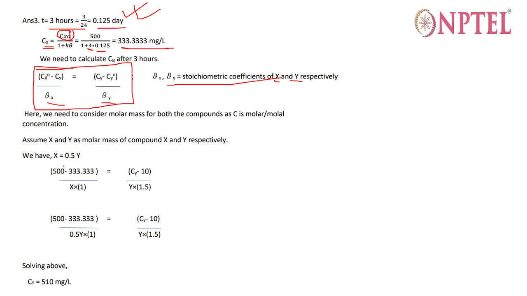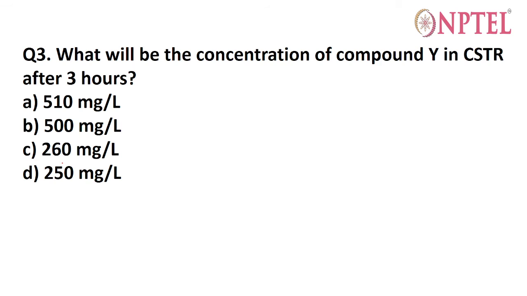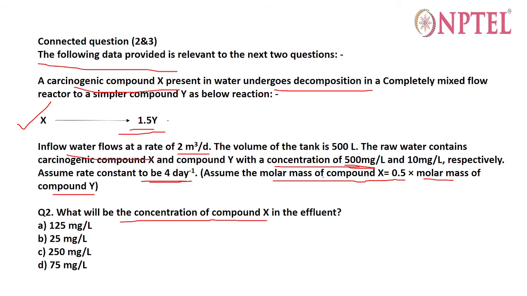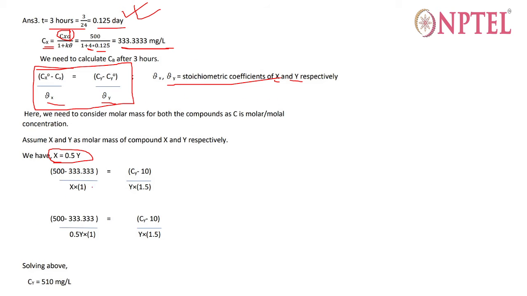So what you are doing is this. This was the, and this was also given. What is the relation between the molar mass of X and Y? So you can convert this into either X or Y. So just write it there, and it will be cancelled out, right?